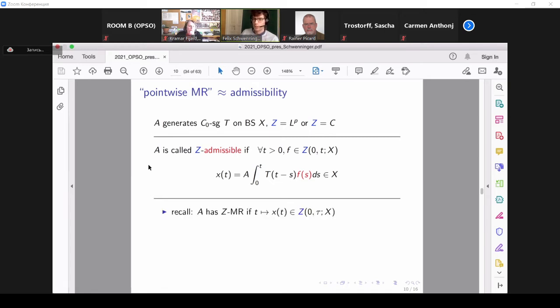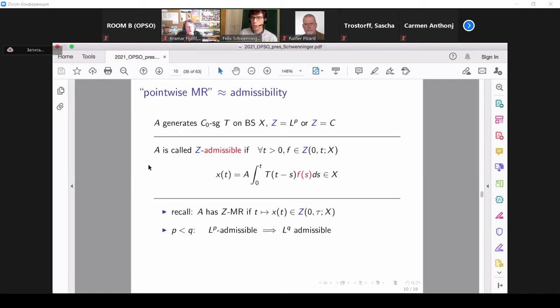Okay, recall in comparison that Z maximal regularity was defined to say that the mapping T goes over to X of T is in this function space C of 0 tau X. And this is a different, or a priori different notion than the one we have seen here. However, from the previous slide, we can already tell that if the letter Z is actually the continuous functions, then this is the same. And this is a consequence of this result by Travis.